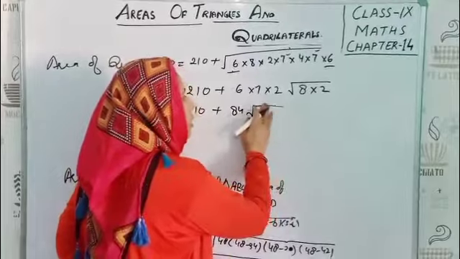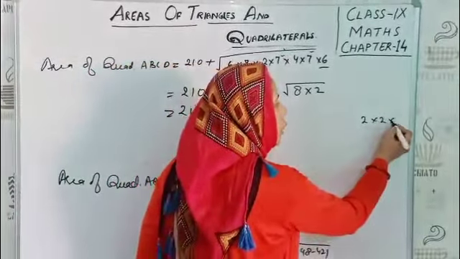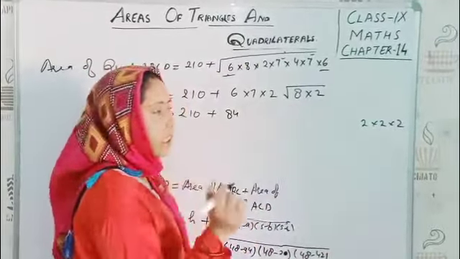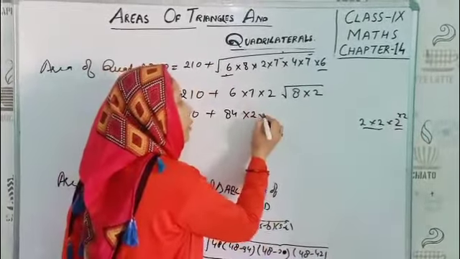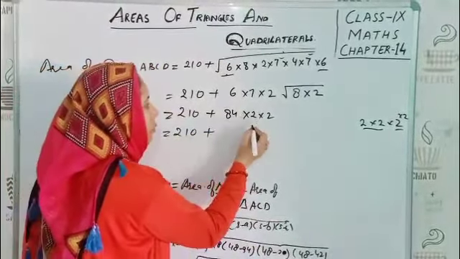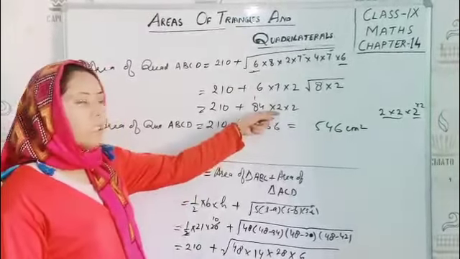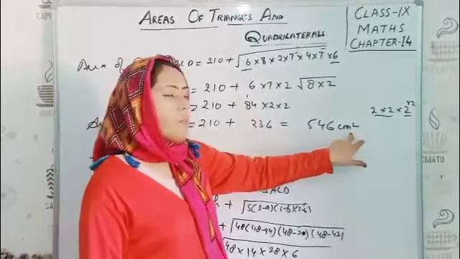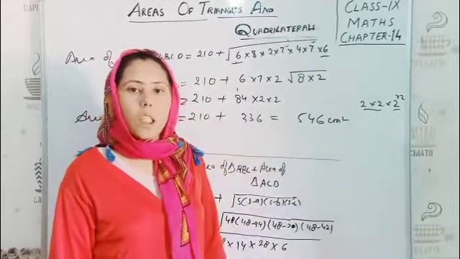Under root, sorry, it will not come now. How many 2s are there in 8? 2 into 2 into 2 is 8, so 2 cube, and one more 2 means four 2s are there. So on pairing, how many 2s will come out? 2 twos will come out, and again multiply by 4. Now multiply them and then add them. The area of quadrilateral ABCD is 210 plus 336. You will get 546 centimeter square. Writing the unit is compulsory. Half marks are deducted for not writing the unit.